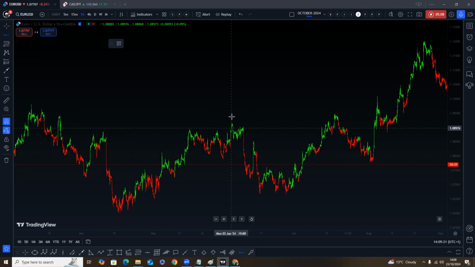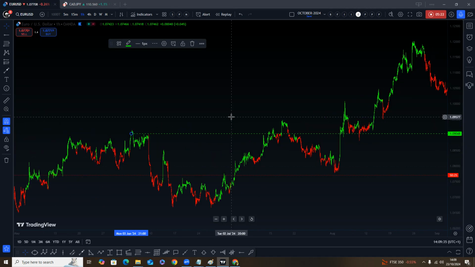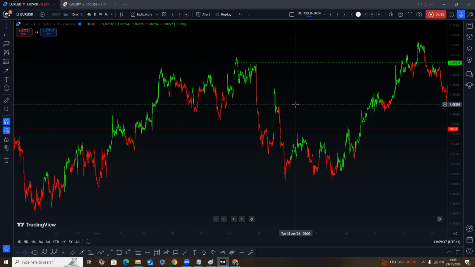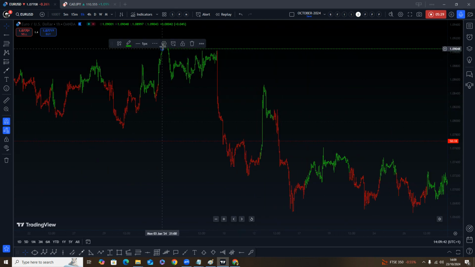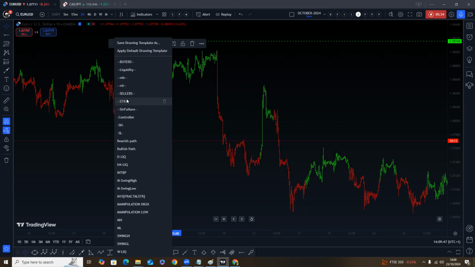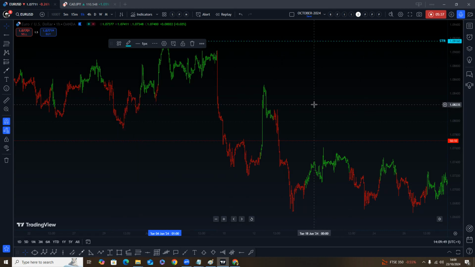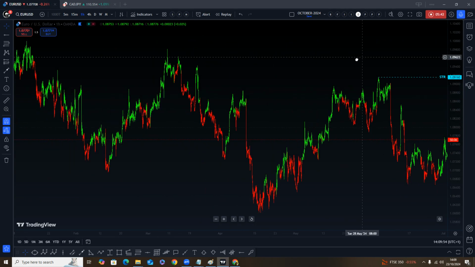Because I've squeezed the chart so much, the magnet is not picking the price that I want it to pick. Let me do this again. Looking for the high. I'm going to have to expand it. There we go. So as a key structure, 1.09160. Squeeze the chart back.